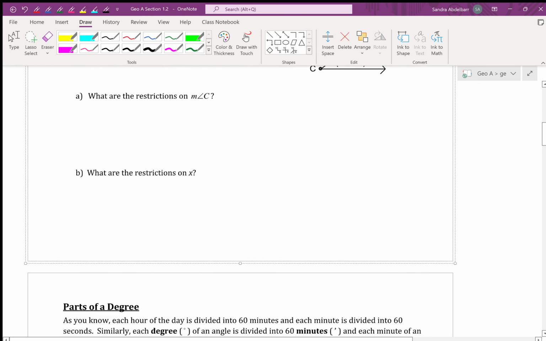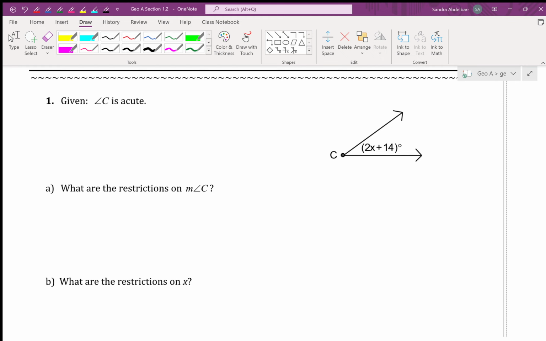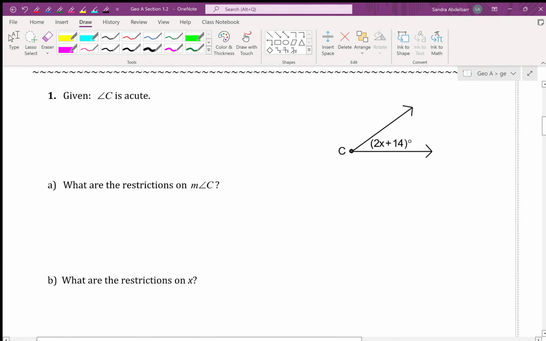Right, like I said, we're skipping the do now, and the new lesson starts after the squiggly line. And the first question is telling us angle C is an acute angle. And then we're asked, what are the restrictions on the measure of angle C?